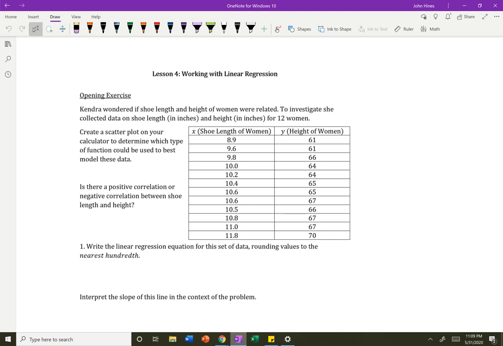Hi, everybody. In lesson 4 here, we're going to continue our work with scatter plots to create linear regression equations, which is really just the line of best fit. In 8th grade, you would kind of sketch this by hand. You were just learning how to draw the line of best fit. Now we're going to let technology in our calculator create that equation for us.